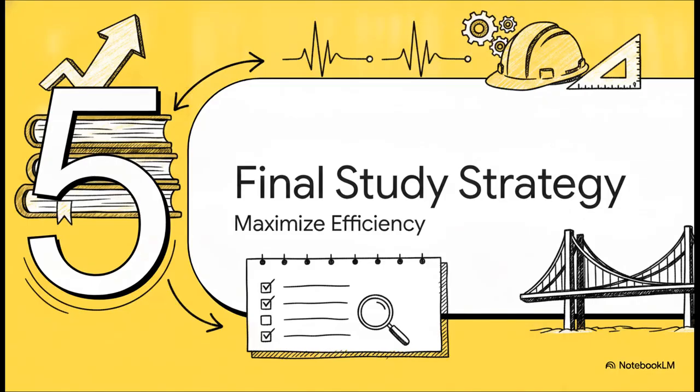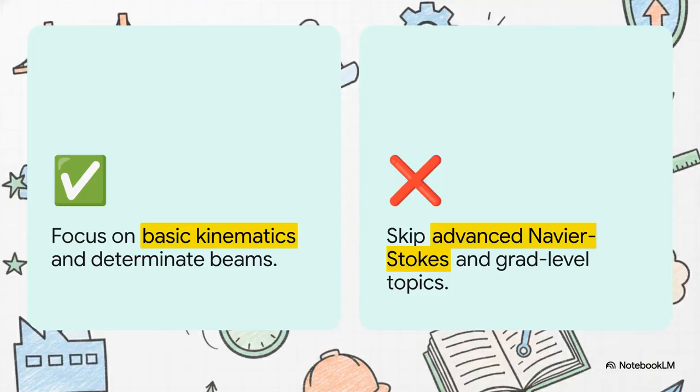Let's move to how this all builds together in Part 5, the ultimate study strategy. As engineers, we love efficiency, right? So you need to embrace what we call the skip it strategy. Let me be clear, you do not need to know everything to pass this exam. Focus your precious energy on core topics, things like basic kinematics or analyzing determinate beams. If you hit insanely complex graduate-level material, like advanced Navier-Stokes equations, safely skip it. Seriously. Remember, the FE exam is strictly testing those foundational engineering principles, not your ability to solve a PhD-level thesis problem.